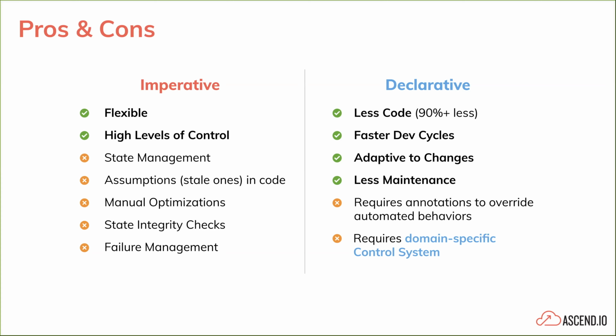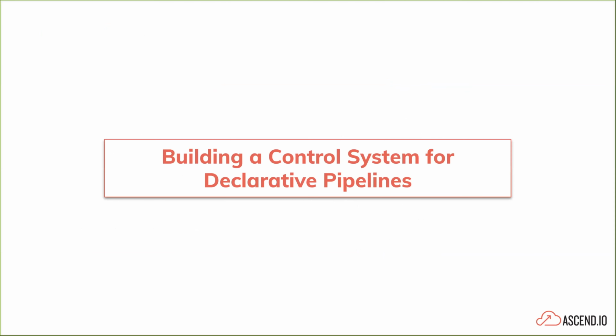So similarly, in a declarative data engineering pipeline, you need something domain specific, specific for data that can properly react to the changes in the system and figure out how to translate the request from the declarative what needs to be done to the imperative how to do it. And so really what we'll segue now into is what a control system can look like for declarative pipelines, and even more specifically, the one that we've built at Ascend.